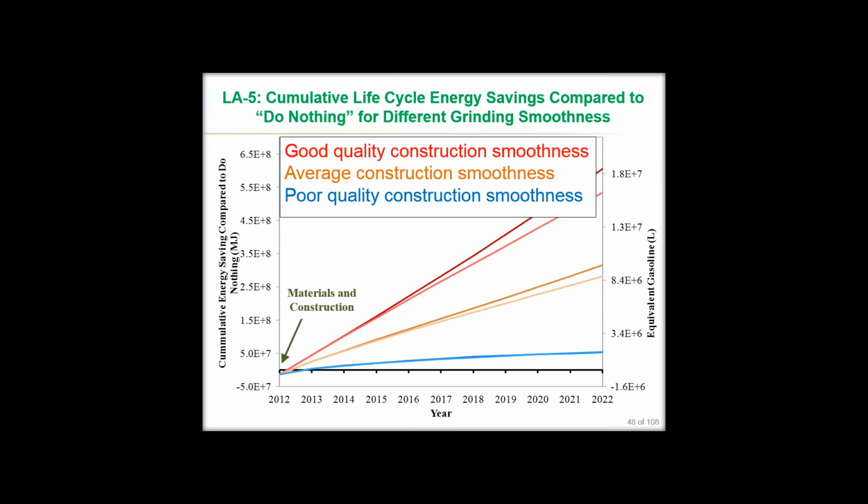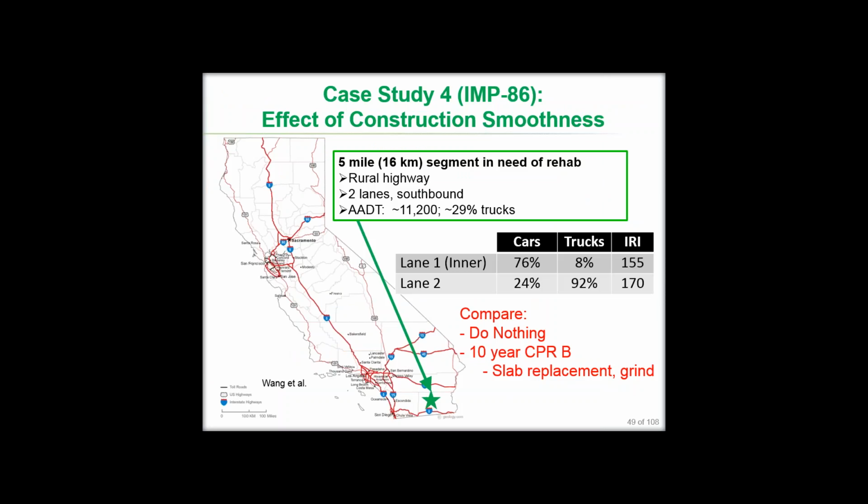We then can see the payback for smooth construction, which is shown in red, for average construction, which is shown in yellow, and for poor construction, which is shown in blue. And we can see the impact of different levels of smoothness from the grinding operation on the payback for this grinding and slab replacement operation. In this case, because of the high traffic, almost any of the smoothness levels that were achieved will produce a fairly rapid payback, but the extent of that payback over the 10 years varies greatly.